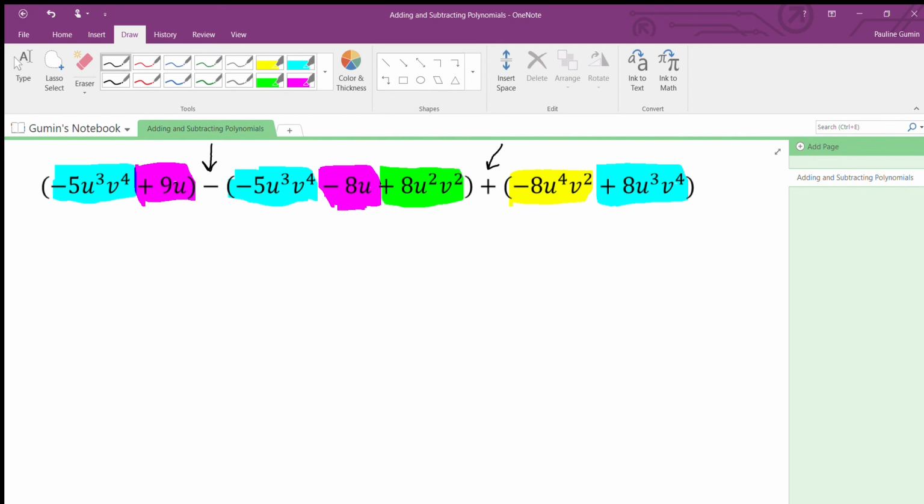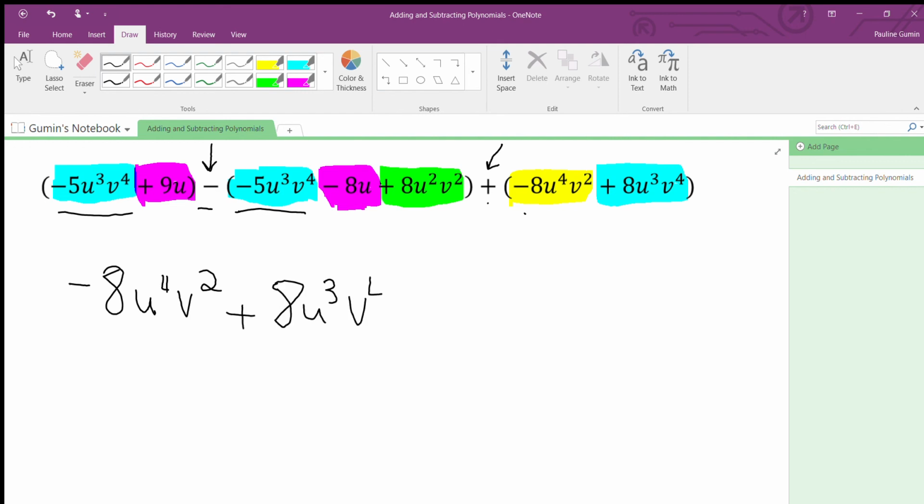I'm going to begin with the yellow color. We have a plus and a minus. That doesn't change anything. Negative u to the fourth v squared. Okay. Now I'm going to move on to the blue. I'm going to be very careful because it's in 3 different places. Negative 5u cubed v to the fourth minus negative 5u cubed v to the fourth. It's actually 0. So we're left with 8u to the third v to the fourth.